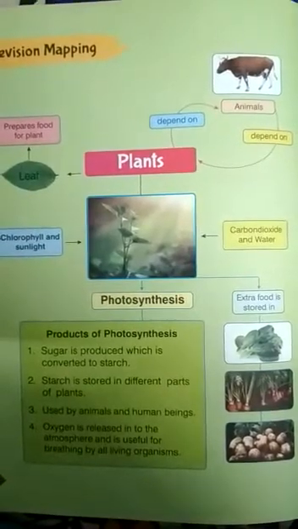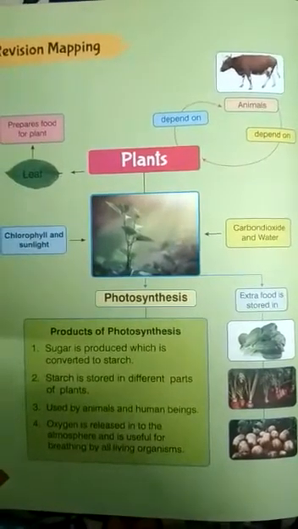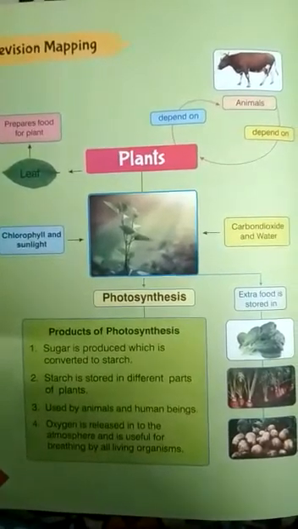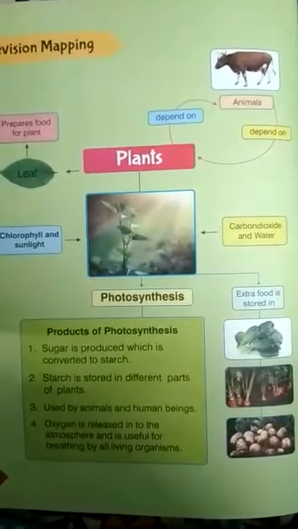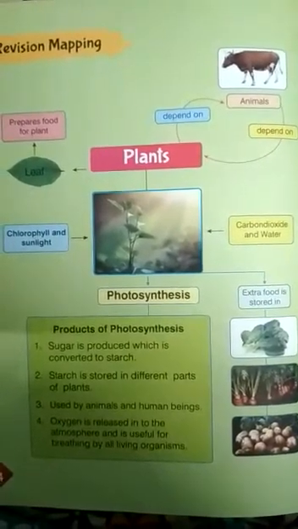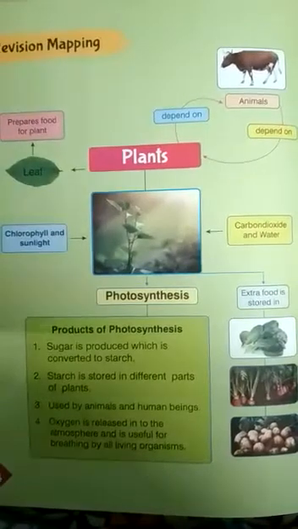Here children, the photosynthesis process is mainly done through chlorophyll and sunlight, which act on carbon dioxide and water. You know what the products of photosynthesis are? Sugar is produced, which is converted into starch.